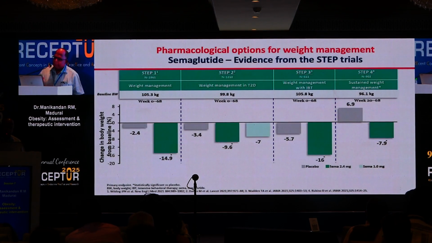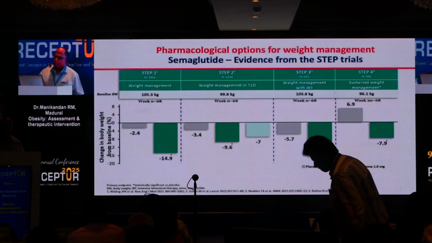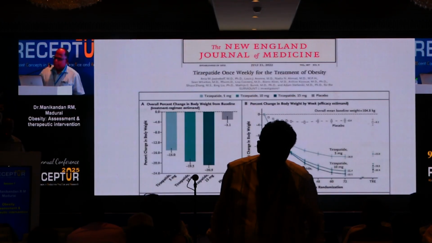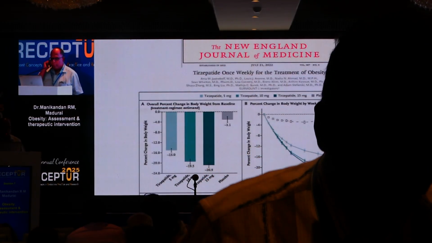And these are various STEP trials which they do to look into the semaglutide 2.4 milligram once weekly injections to look at weight loss, whether on its own or along with diabetes management or along with intensive behavioral therapy as well. Whichever we looked at, semaglutide showed significant weight loss, and it was sustained as long as the drug was used.